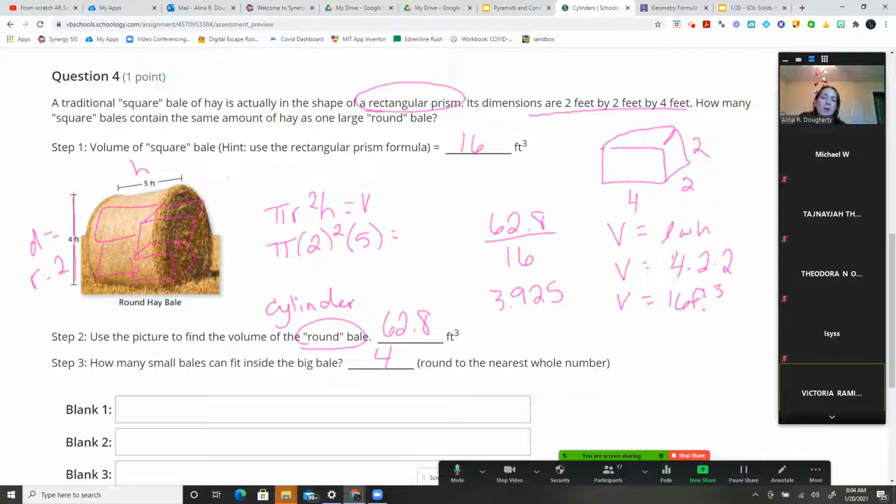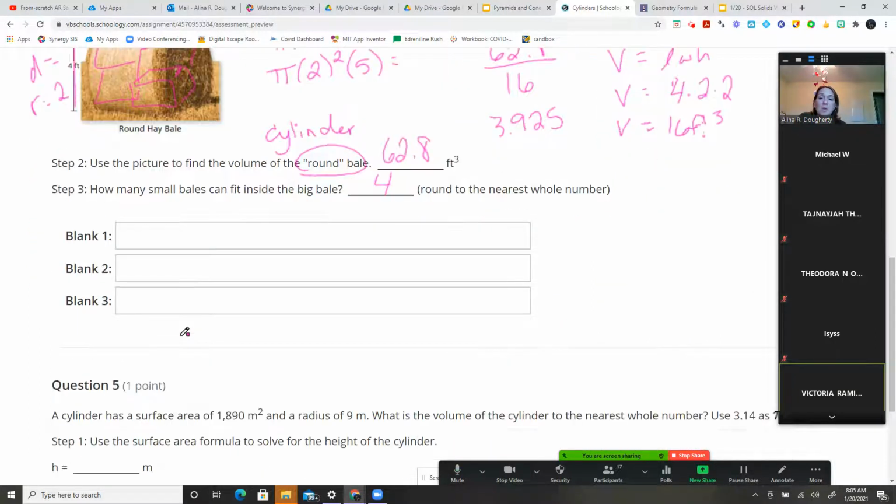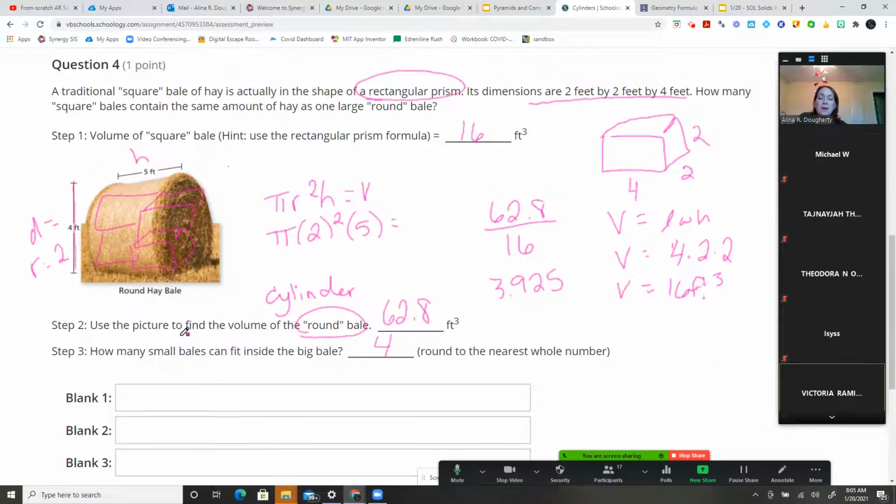Not all your questions are going to be super straightforward like the first 3. In fact, most of the questions that have to do with surface area and volume are going to be real world. This could be a very good question that you might see on the SAT, on the SOL, or on the district exam that you'll take next Thursday and Friday. Questions on that? We've got our 3 blanks: 16, 62.8, and 4.